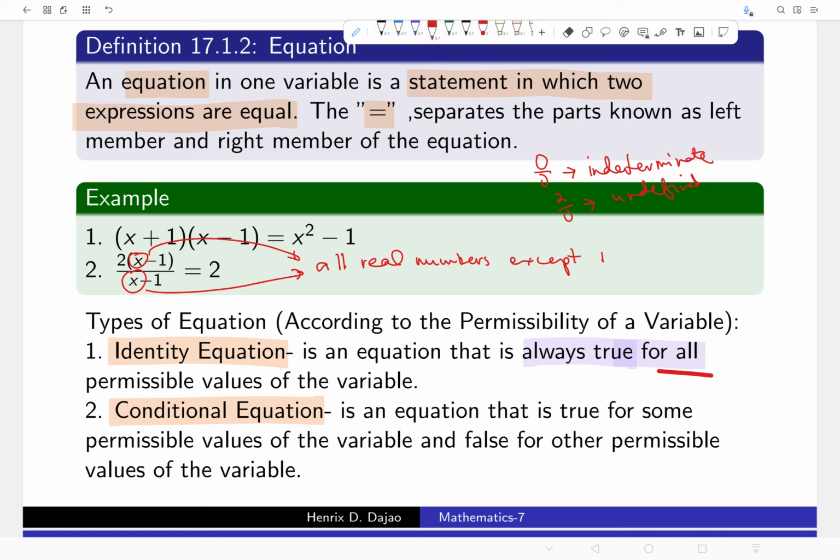So what are those values of x that we can substitute in our expression, to the right or to the left? All real numbers except 1. So the permissible values are all real numbers except 1. Now, will all those permissible values make our equation number 2 true? Of course, we are not allowed to substitute 1. So let's try now if those permissible values will make our equation true.